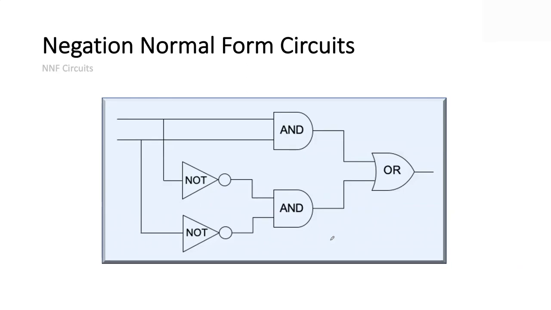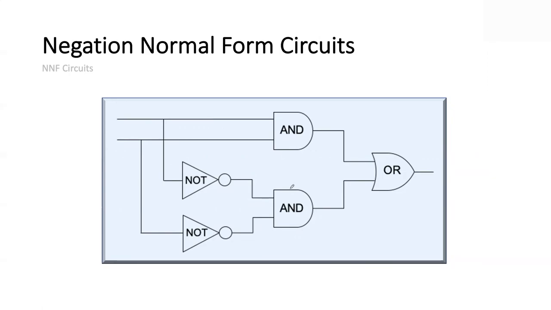So in negation normal form, circuits look like this. You have 3 types of gates: AND, OR, and NOT. However, the inverters only appear next to inputs. So in this case, I have this input, I'm passing it directly, and this input now I'm negating it, and so on. So there is a layer of either inputs or inputs that are inverted, and from there on, you can only have AND or OR gates.